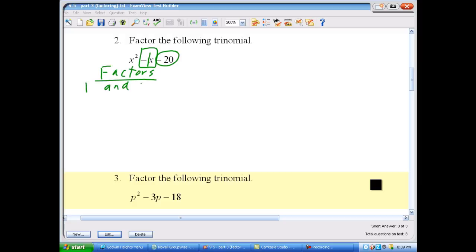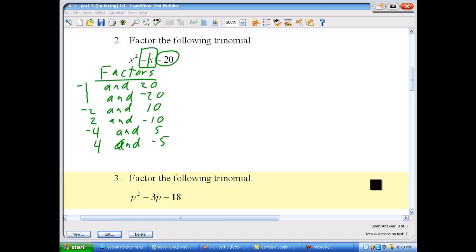I have 1 and 20. Remember, one of them has to be negative. I also have 1 and negative 20. I would also have 2 and 10. Remember, one of them has to be negative. In order for that to be a negative 20 up there, I also would have to have the other combination, 2 and negative 10. And then if I take 20 and divide it by 3, I'll get a decimal, so I don't want that. But if I take 20 and divide it by 4, I would get 5, which would give me factors of 4 and 5. So 4 and 5 are factors. Remember, one has to be negative. I then list the other combination. So it looks like all the combinations.